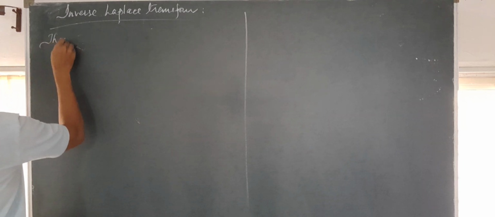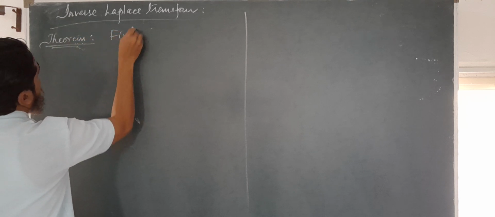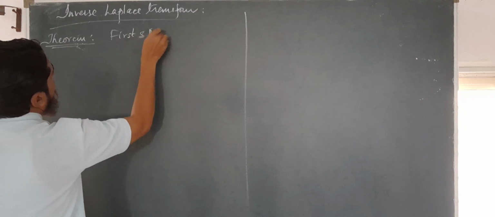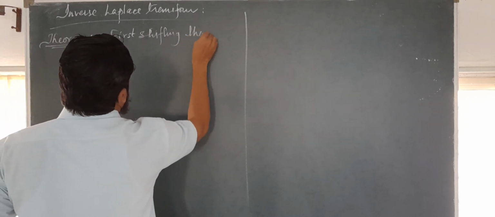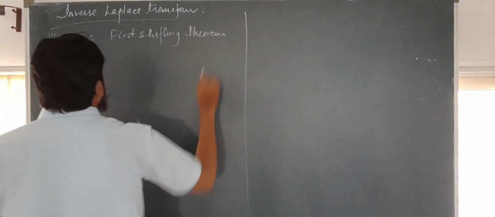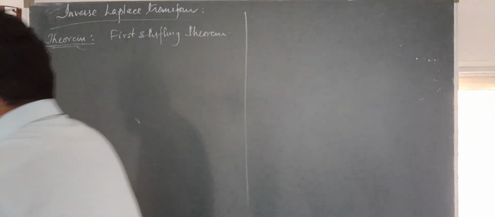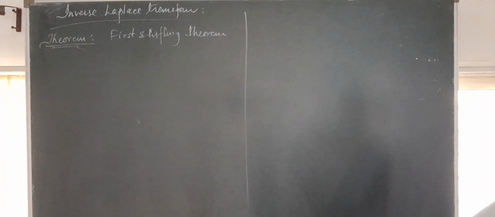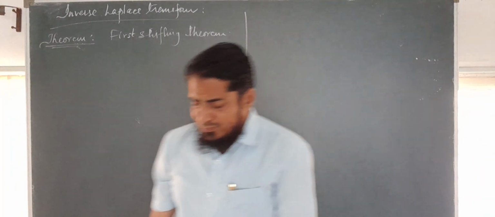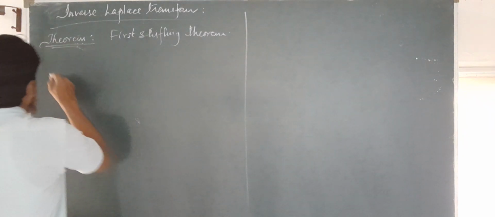So we have theorems. The first theorem is the first shifting theorem. Let's see the statement of the first shifting theorem. After the statement, we will try to prove it, and the statement is given as follows.